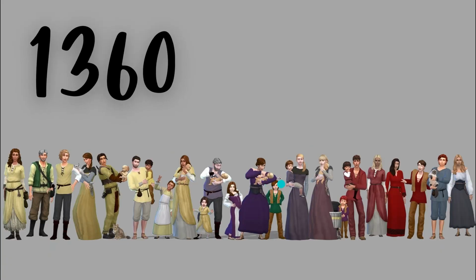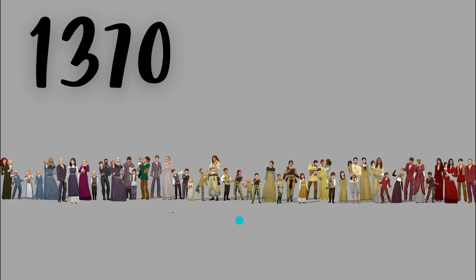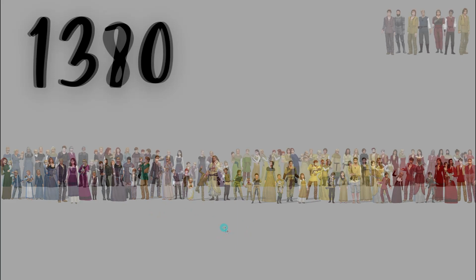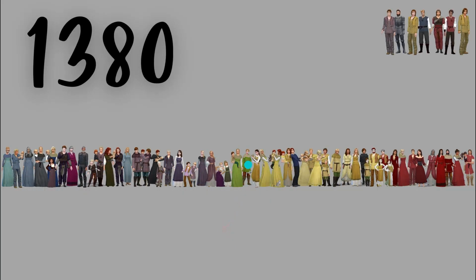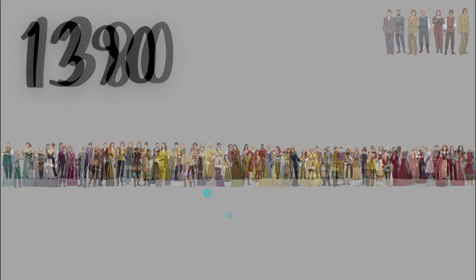1360, here is Kellen. He is a child, and he is the heir. 1370, this was before I learned how to squish everybody up, so they're all still spread out. But this is Kellen holding his baby, Sebastian, who becomes the next heir. 1380, here is Sebastian. Our Kellen is already dead, but here's Sebastian, who will be the next heir.